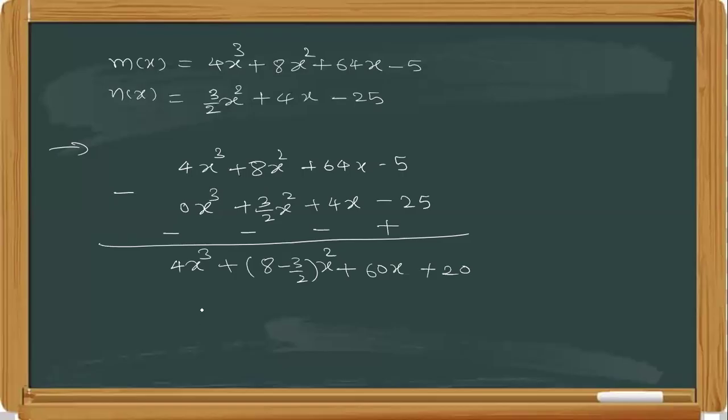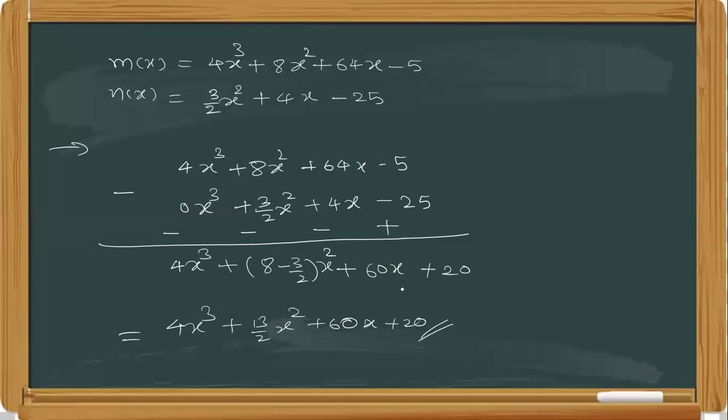So it is 4x cube plus 13 by 2 x square plus 60x plus 20. Check that you also got the same answer. 4x cube plus 13 upon 2 x square plus 68x. No, wait, 60x will come, not 68x, plus 20, right?